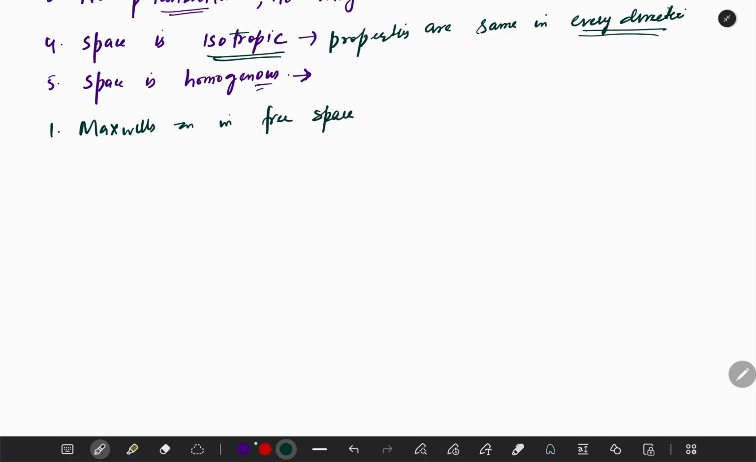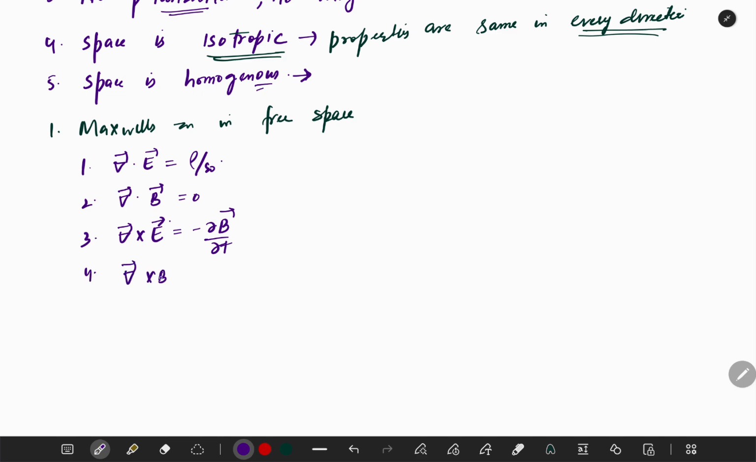For that, let me first write the general Maxwell's equations. Del dot E equals rho by epsilon 0. Second, del dot B equals 0. Third, del cross E equals minus dou B by dou t. Fourth, del cross B equals mu 0 J plus mu 0 epsilon 0 dou E by dou t. So these are the differential forms of the Maxwell's equations, and there are accordingly the integral forms.